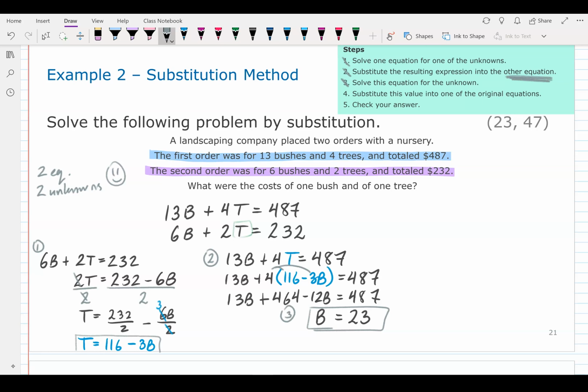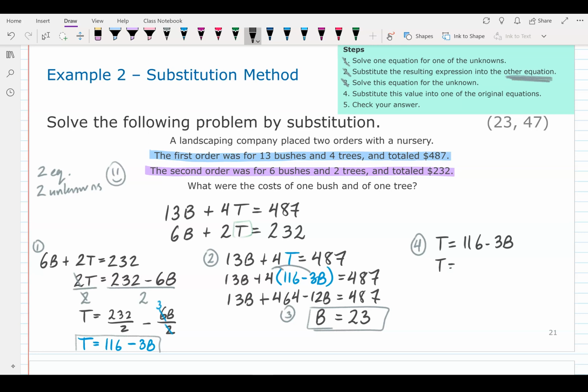So once again, you can take this b, you can put it into this equation as b, you can put it into this equation as b, or you can put it into this equation as b. I like to put it into the equation that's already solved for t because it's less work for me. But again, it doesn't matter. You can put it into any of the three equations. It makes zero difference. Okay, so t is 116 minus 3b.